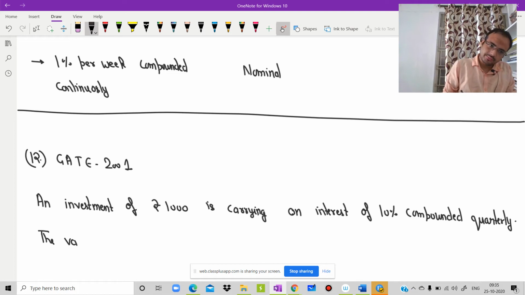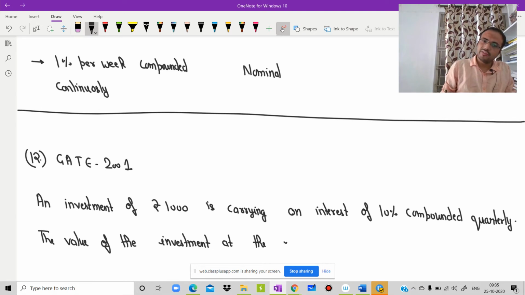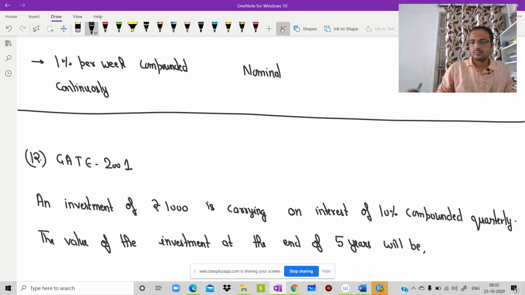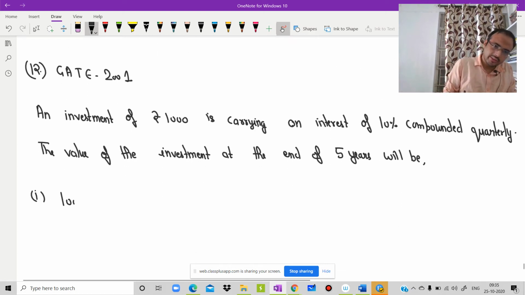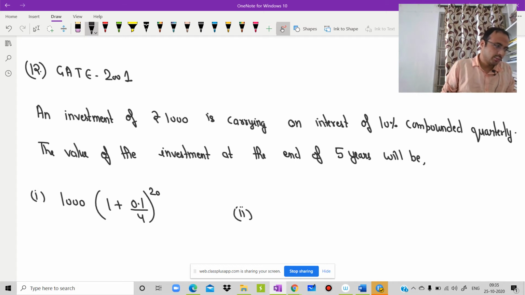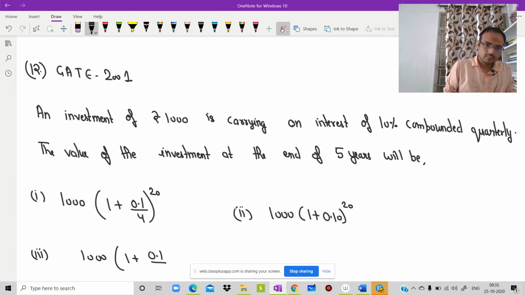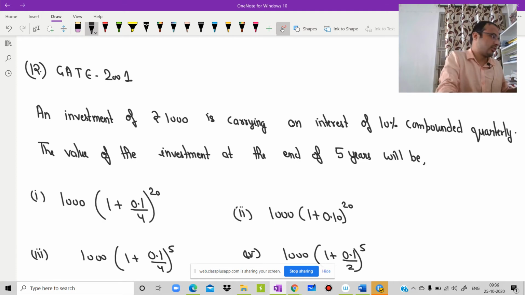The value of the investment at the end of 5 years will be: first option 1020, second option 1020, third option 1000, and last 1001 plus. I need the correct answer for this question.